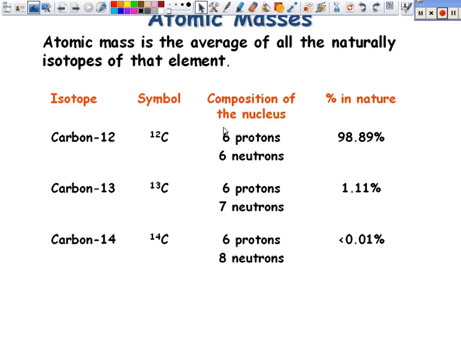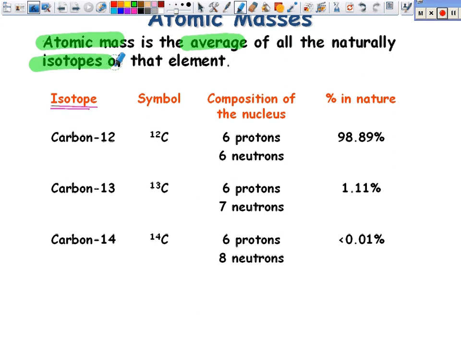All right, so here's the deal. Do you all agree that there is carbon 12, carbon 13, and carbon 14? These are all different what? These are all different isotopes. Now, let's read the statement at the top for a second. The atomic mass is the average of all of the naturally occurring isotopes. It's the atomic mass is the average of the isotopes.